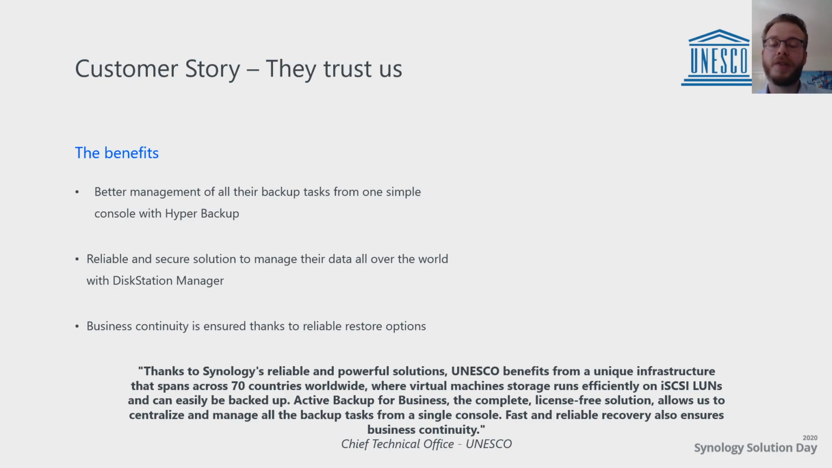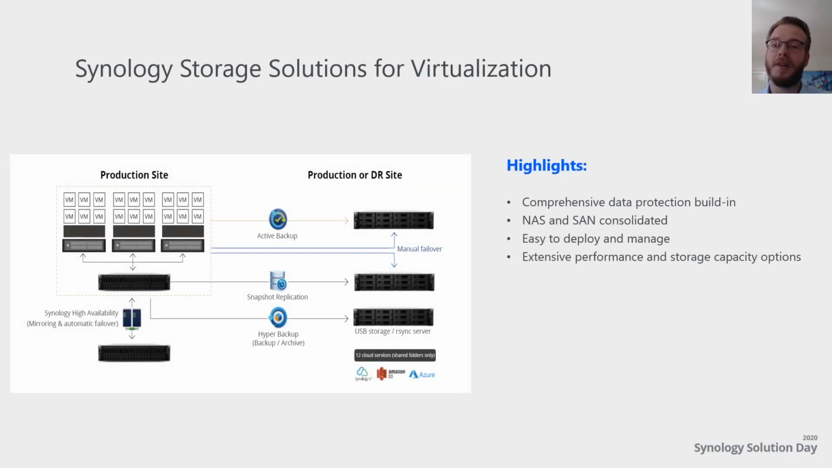So in the story of UNESCO, we see another factor coming up, and it's data protection. They protected the data through Hyper Backup from the RS3617xs+ to a DS418. And also internally in their office, they were using the Active Backup for Business solution mentioned already in the previous presentation. So we mentioned protection through hardware, Synology High Availability, and protection through software, Active Backup for Business, but we can provide more for a total protection plan.